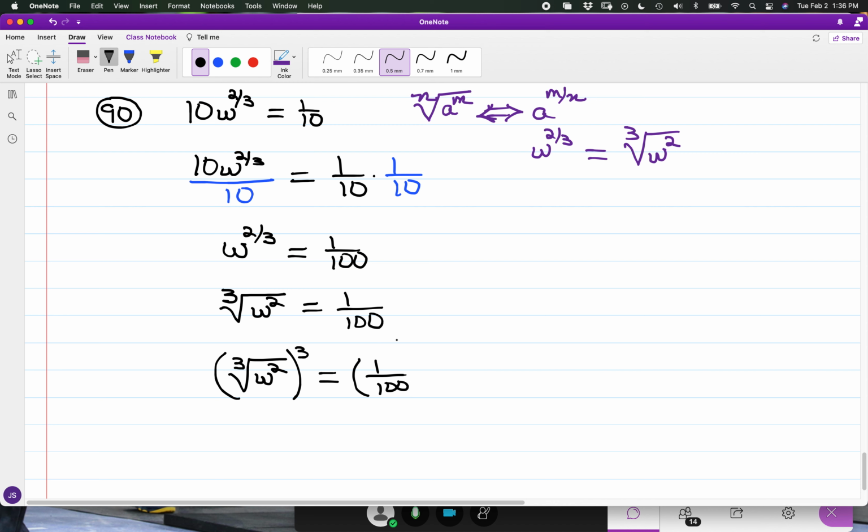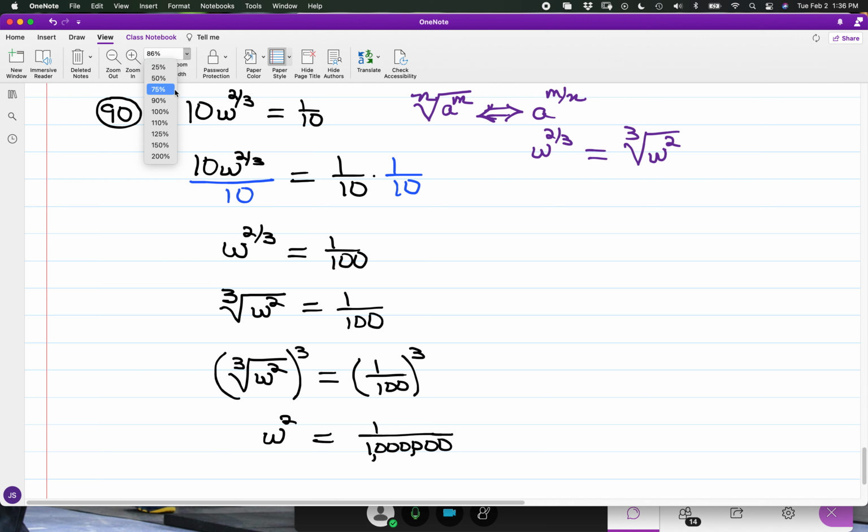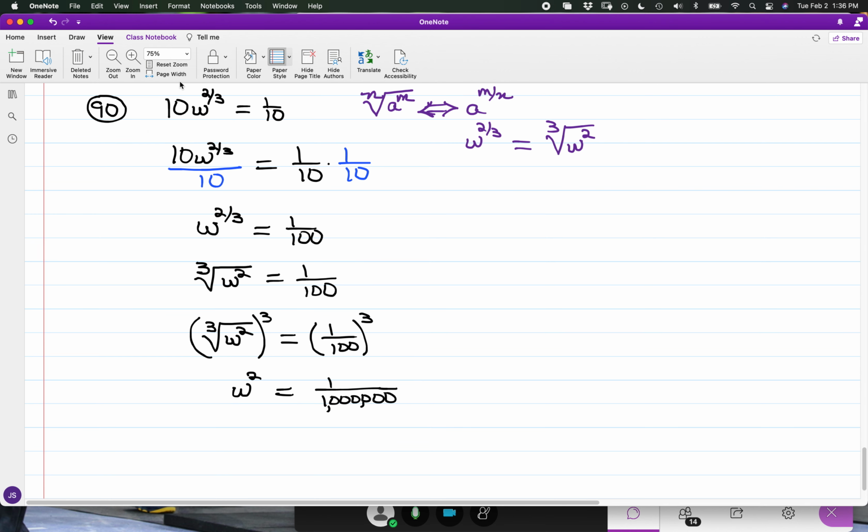Now, we already had a small fraction with 1 over 100, but once I cube it, it's going to get very small. So here, the left-hand side becomes w squared, and then you have 1 over 100 times itself times itself. So you have 1 over 100 times itself, another 2 zeros, times itself once more, yet another 2 zeros. So you have w squared is equal to 1 over a million.